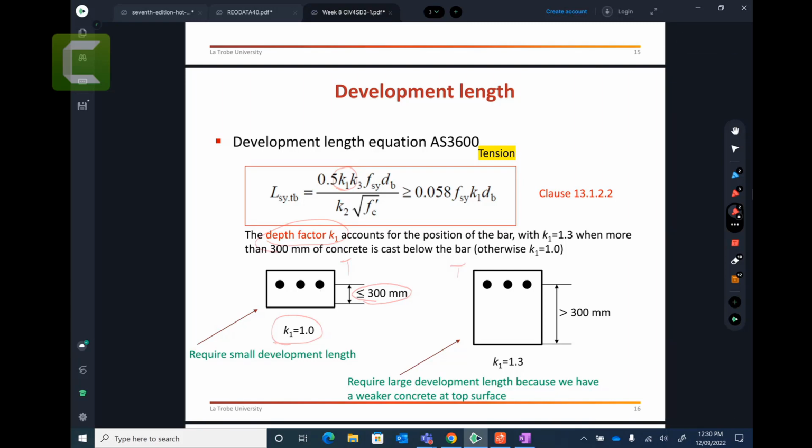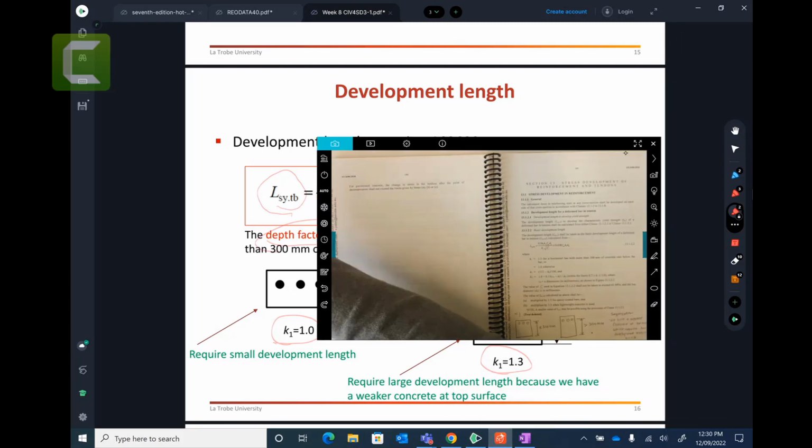If your reinforcement is more than 300 millimeters below the top, if the concrete is sitting under the tensile Rio, then your K1 equals 1.3. What is the physical meaning of that? When K1 equals 1.3, you get a 30% increase in the development length if you have more concrete below. By the way, this requires more resistance. I can explain this.